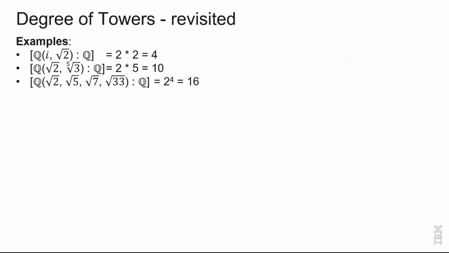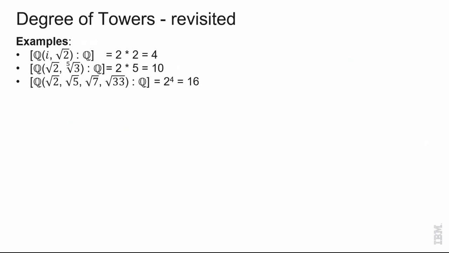Final example. Let's say I want a very high tower. I want to add 4 elements to the rationals: square root of 2, square root of 5, square root of 7, square root of 3, 33. Each of these roots is obviously a root of a second degree, or quadratic, polynomial. So the minimal polynomial of each of these roots has degree 2. I add 4 of them, so the final degree of the field extension is 16.